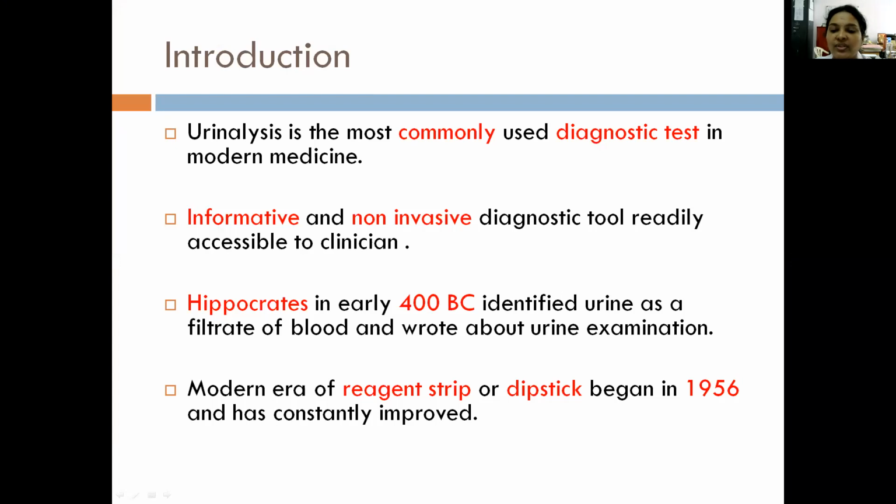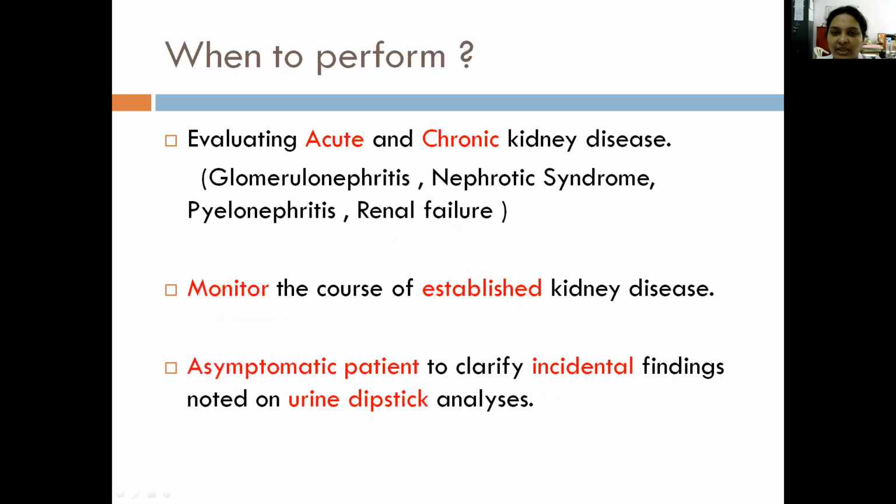Hippocrates was the one who first identified urine as the ultrafiltrate of blood, and he wrote about urine examination in early 400 BC. However, the modern era is composed of the reagent strip or dipstick, which began in 1956, and it has been constantly improved. Nowadays, in the modern lab, we are using the reagent strip. The routine urine examinations like Benedict's or heat and coagulation test are not performed. The reagent strip has almost replaced the older methods.